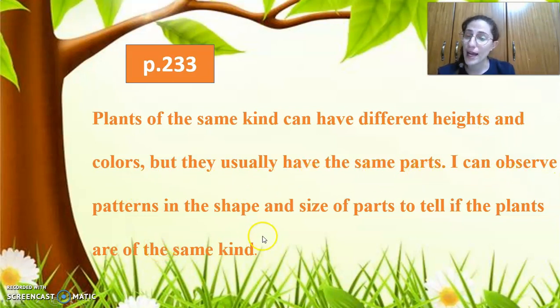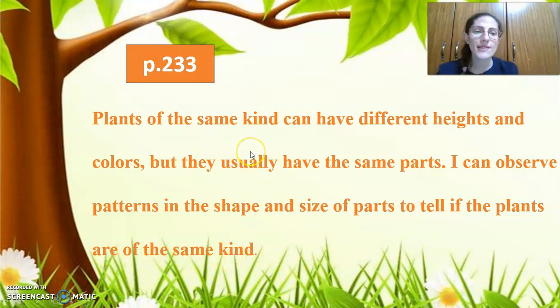I can observe patterns in the shape and size of parts to tell if the plants are of the same kind. I'm gonna reread it one more time and then I'll explain. Plants of the same kind can have different heights and colors, but they usually have the same parts. I can observe patterns in the shape and size of parts to tell if the plants are of the same kind. What do we mean?